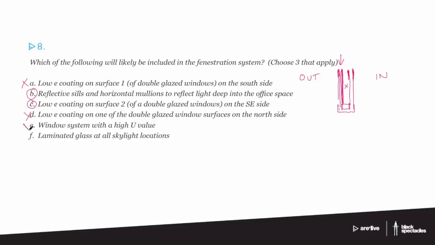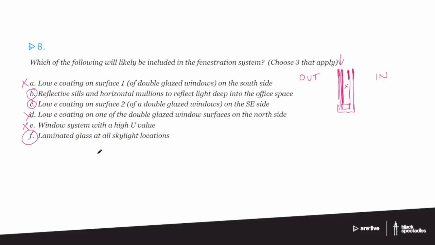So E is not correct, and F, laminated glass at all skylight locations, that's actually a code thing, you always have to do that. So yes, you would absolutely want laminated glass in any skylight in the fenestration systems. And laminated glass is just layers, sheets of glass, and in between each one is essentially a clear plastic sheet that has sticky stuff on both sides and it kind of glues everything together.